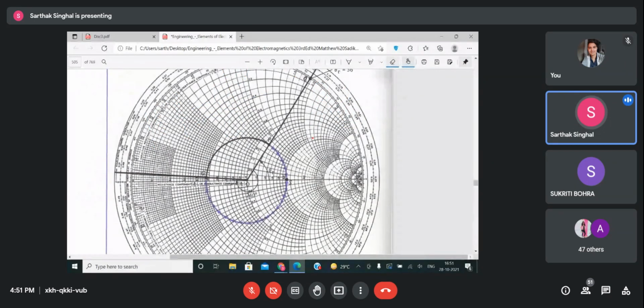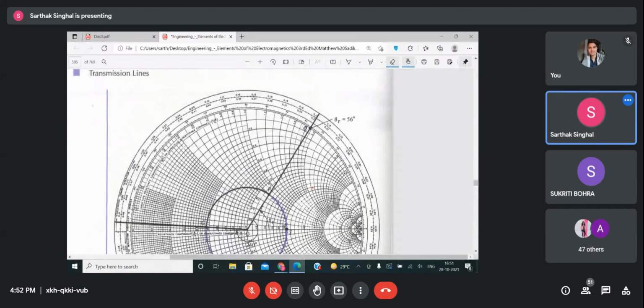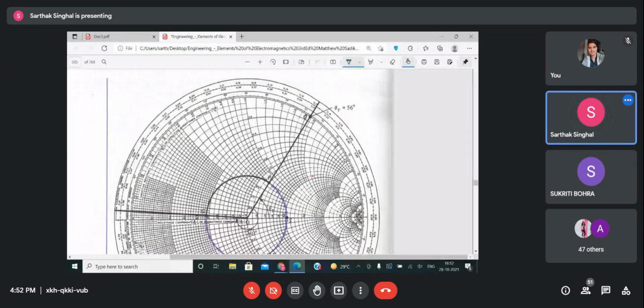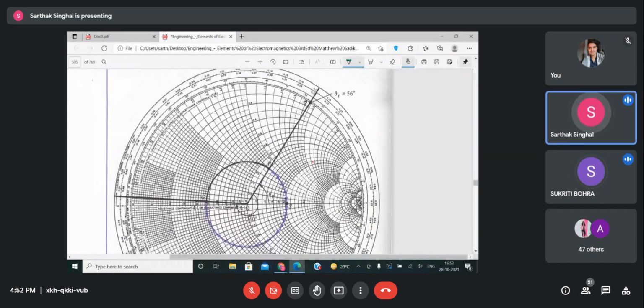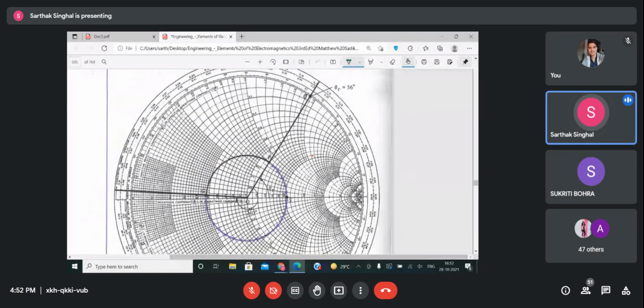Okay. So if you are moving towards the generator, what will be the direction? And from which point will you move? From the load, point P. From point P, right? So we will move clockwise.